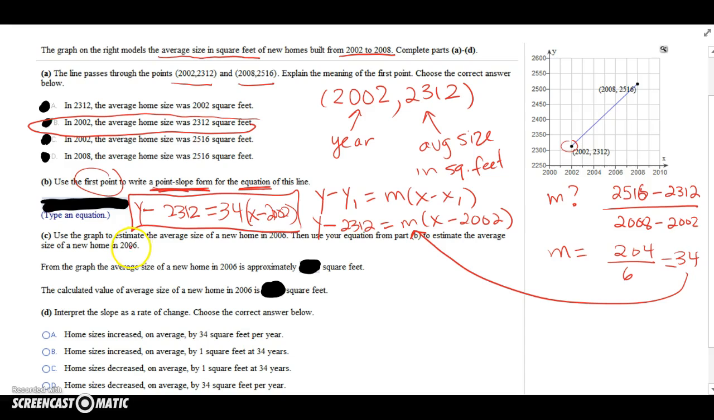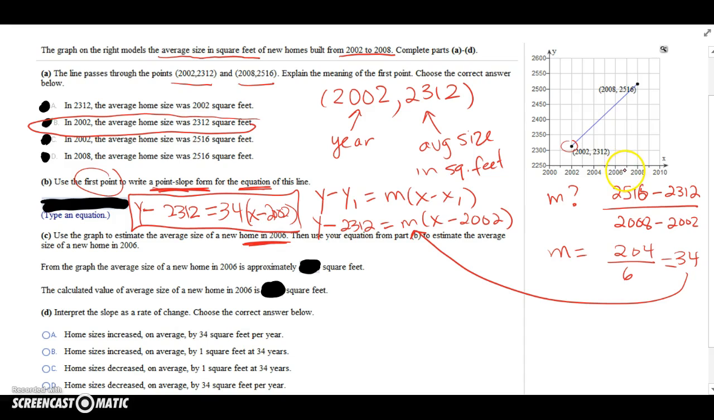Part C says use the graph to estimate the average size of a new home in 2006. Then use your equation from part B, so this guy over here, to estimate the size of a new home in 2006. Alright, so let's go to the graph. Using the graph, I have to go to the year 2006, and that's right here.